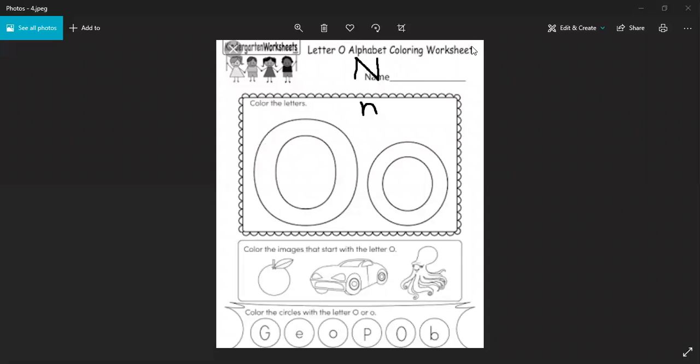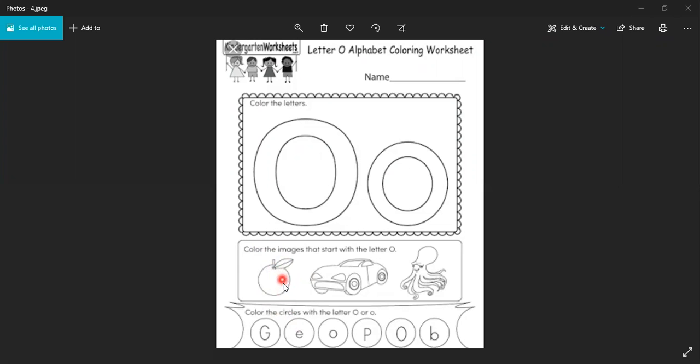Oh, what letter is this? O. Color the letter O. You take any color crayon and color O. Okay. You color that big letter, capital O and small o. Okay. Next, color the image that starts with O. What is the first picture? Orange. Orange starts with which letter? O. O for orange. You color orange.